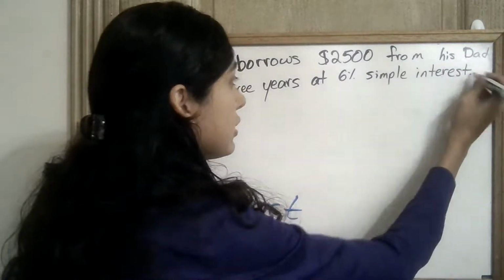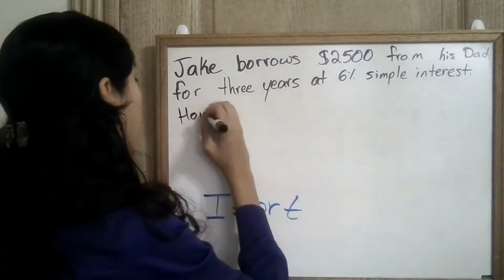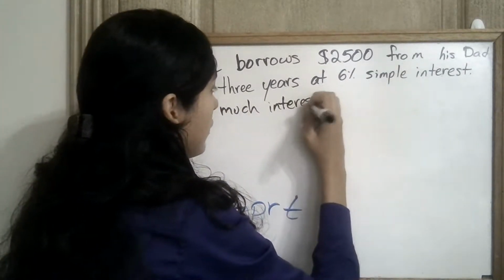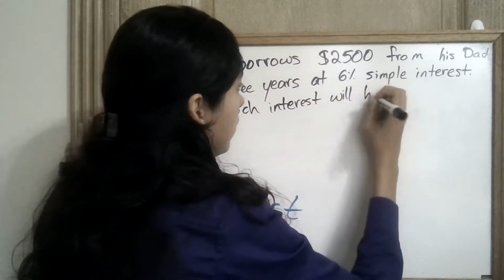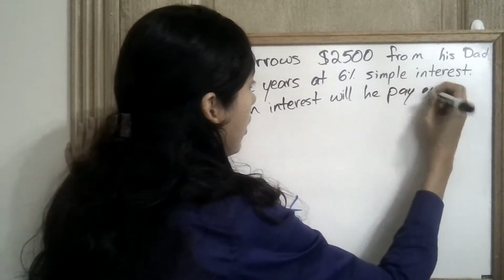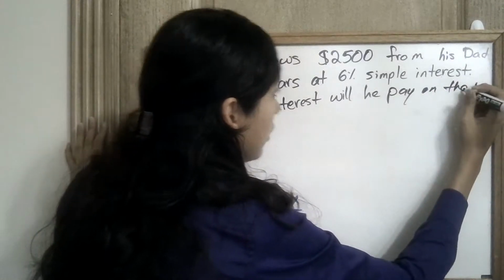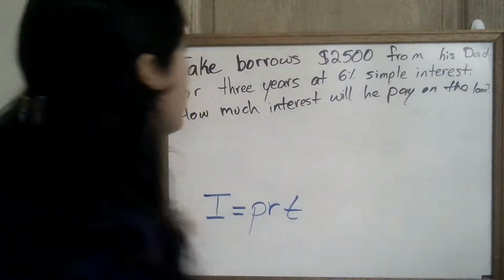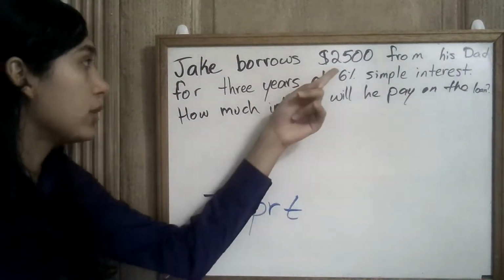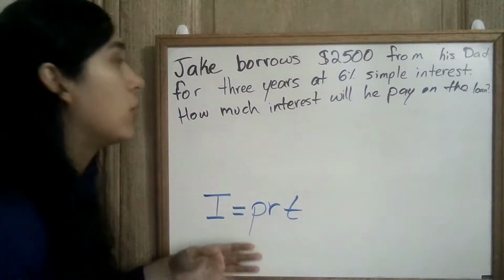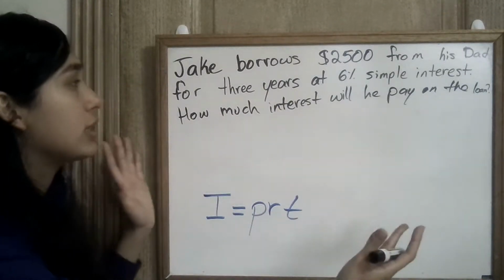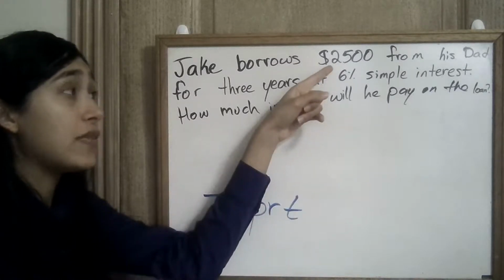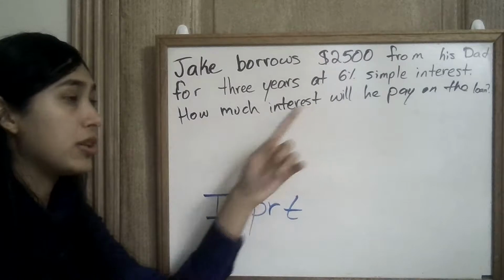How much interest will he pay on the loan? So it's not asking how much he's going to owe. He's going to owe the $2,500 plus the interest, but we're not asking for the total amount. We're just asking what is the interest he's going to have to owe besides giving back the original $2,500.